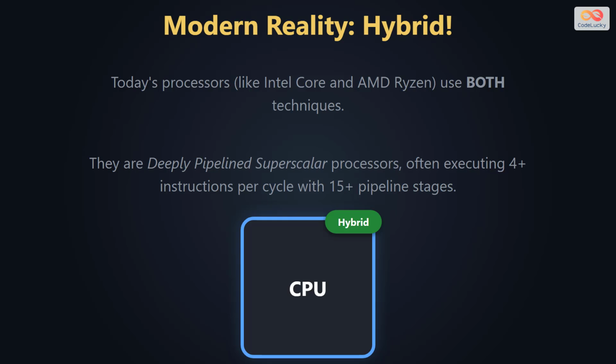So, which one won? Actually, both did. Almost every modern processor in your phone or laptop today is a hybrid. They are deeply pipelined to allow for fast clock speeds, and they are also superscalar to handle multiple tasks at once. By combining these technologies, we get the incredible performance we enjoy today.